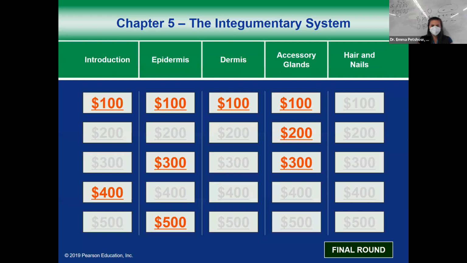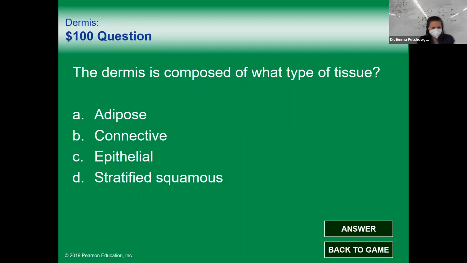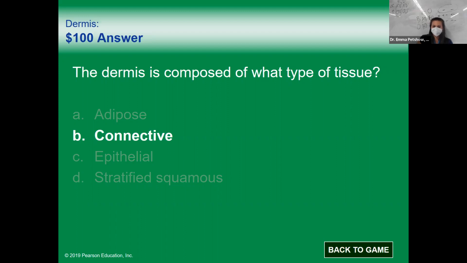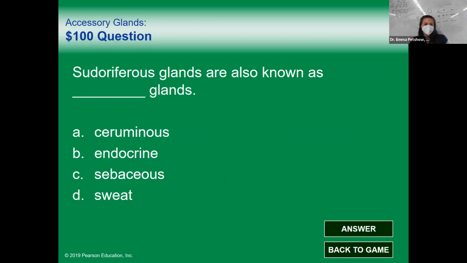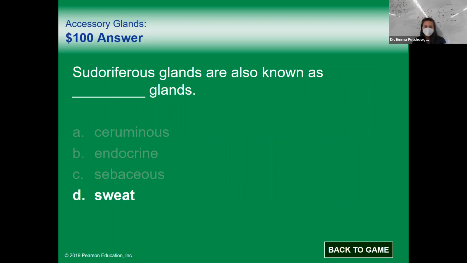We're gonna finish dermis. Sorry, I chose for you. The dermis is composed of what type of tissue? Adipose, connective, epithelial, stratified squamous. Yep, it is connective tissue, dermal layer as a whole. Accessory 1. Sudoriferous glands are known as what type of glands? Cerumenous, endocrine, sebaceous, or sweat? Yeah, sweat glands. Nice job.